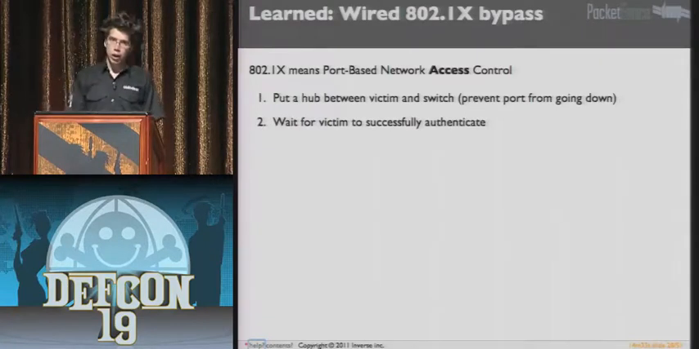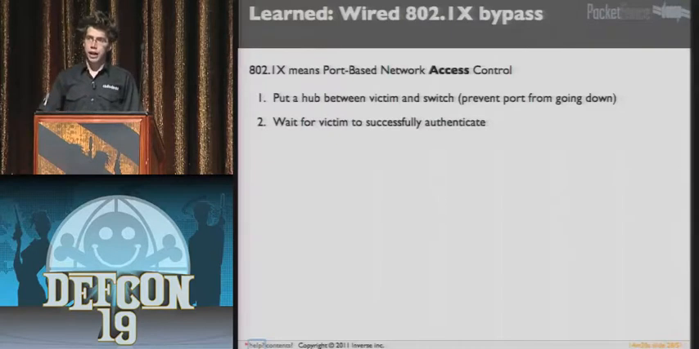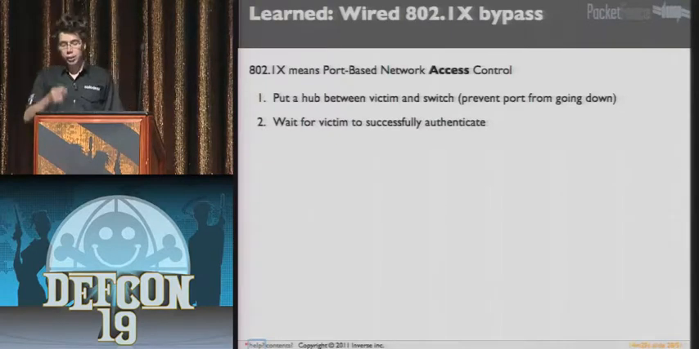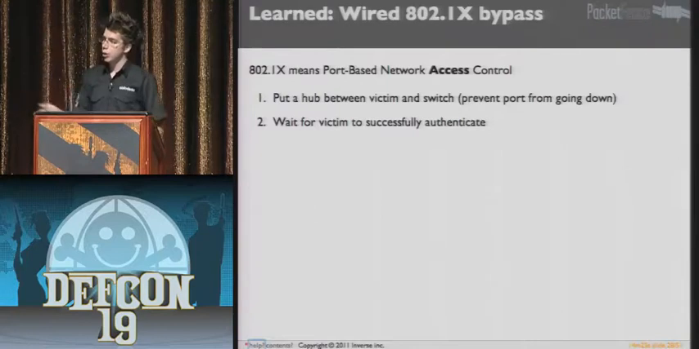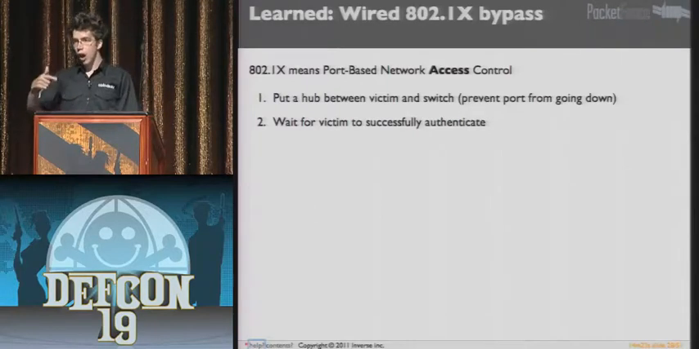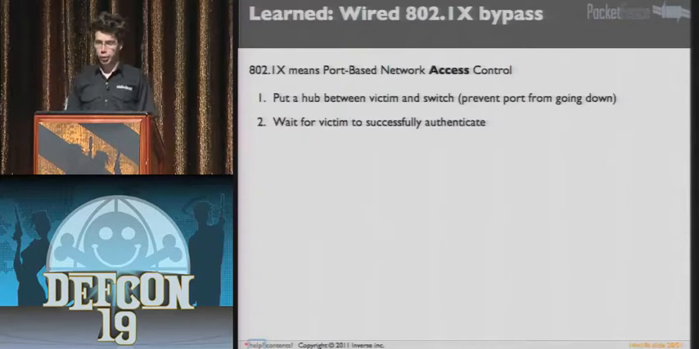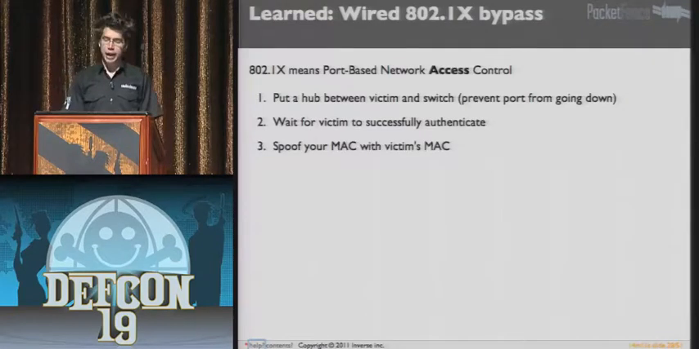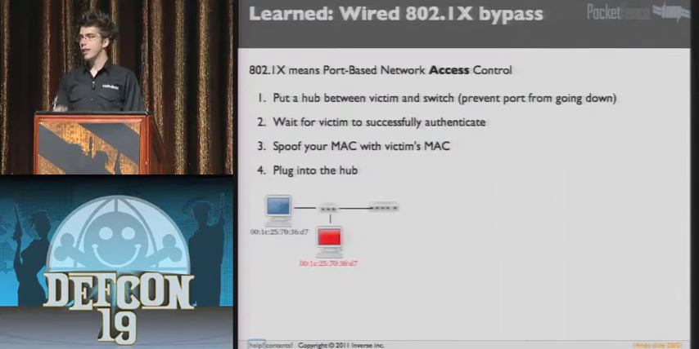If there is no link down, then the stack is not reset, because it's port-based network access control, and once the access has been granted, there is no continuous monitoring of what you have been doing with the access. So you wait for the victim to successfully authenticate, because you put a hub in between. You spoof your MAC address with the victim's MAC, and then you plug into the hub, and bam, you bypassed 802.1x completely.